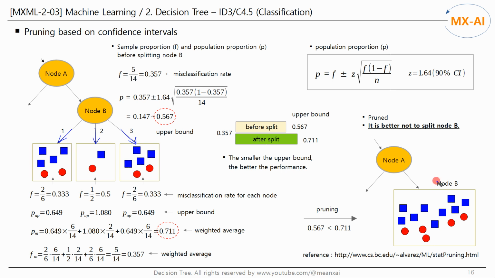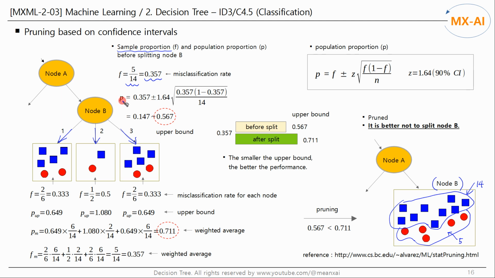First, let's calculate the misclassification rate before splitting node B. Node B has 14 data points like this: 9 blues and 5 reds. Since blue is the majority and red is the minority, the 5 red data points are considered misclassified. Therefore, the misclassification rate can be calculated as 5/14 or 0.357. This misclassification rate is a sample proportion, as it is the result of a real data sample.